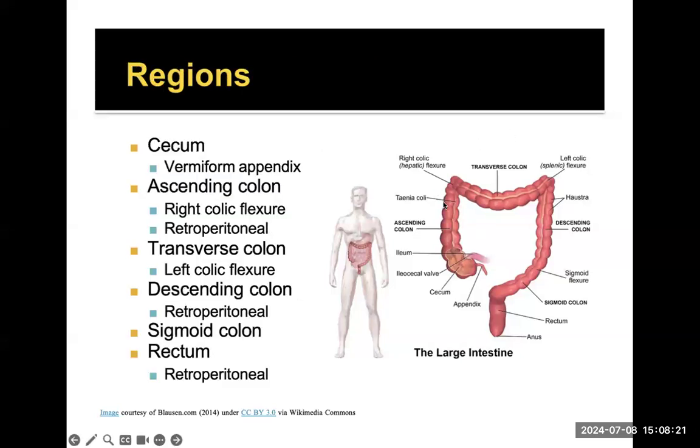The anatomical regions, so you've got the cecum, the ascending colon, which just means going up, transverse colon, which means going across. The descending goes down, and the sigmoid colon kind of does this S around here into the anus.